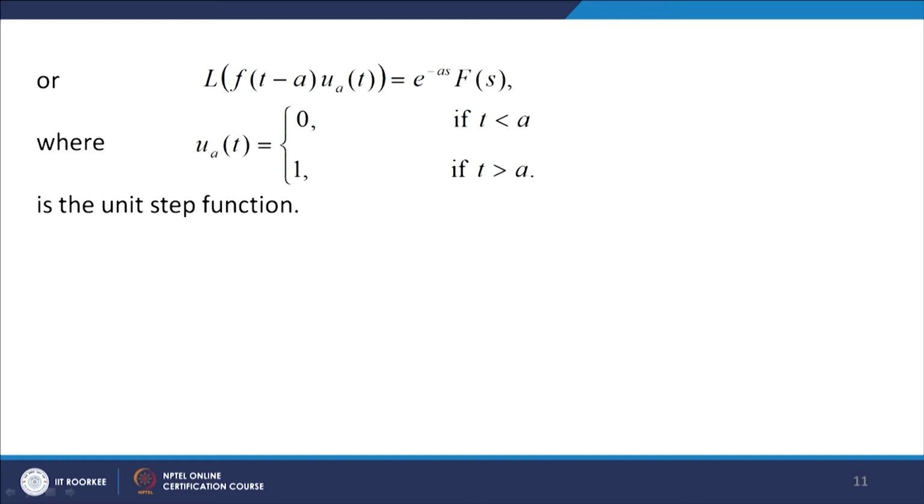The unit step function u a t is defined as 0 if t is less than a and 1 if t is greater than a. So, u a t into f t minus a will be 0 if t is less than a and f t minus a when t is greater than a. So, f t minus a into u a t is f tilde t.